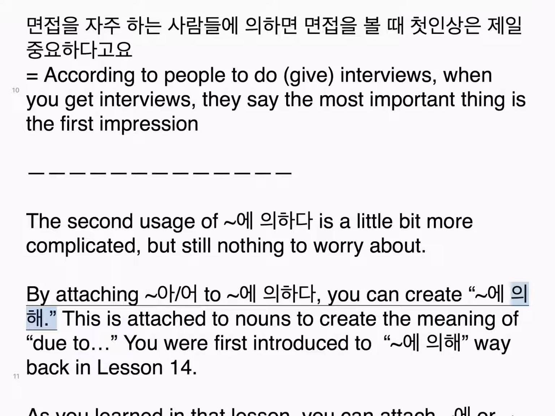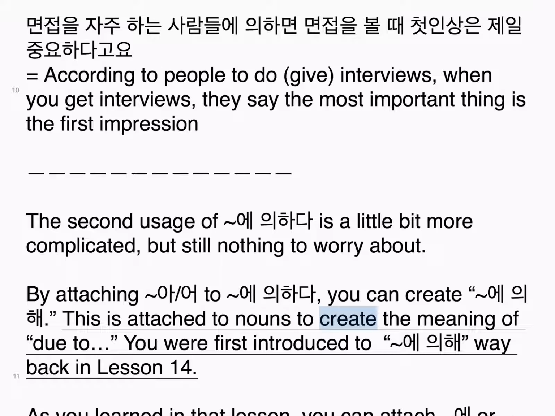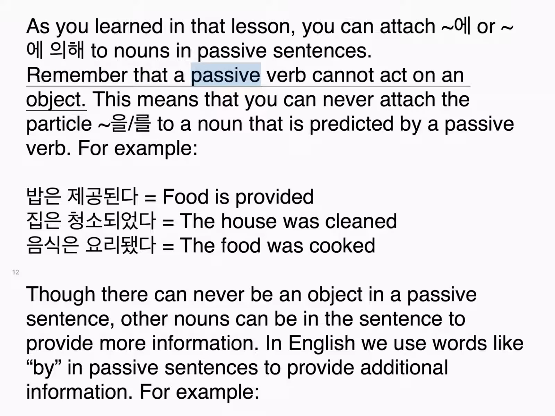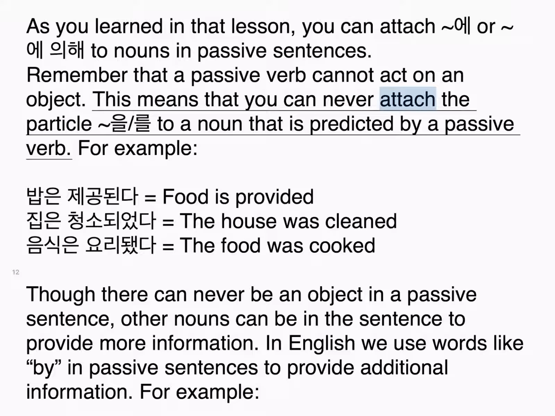에 의해. This is attached to nouns to create the meaning of due to. You were first introduced to 에 의해 way back in lesson 14. As you learned in that lesson, you can attach 에 or 에 의해 to nouns in passive sentences. Remember that a passive verb cannot act on an object. This means that you can never attach the particle 을/를 to a noun that is predicated by a passive verb.